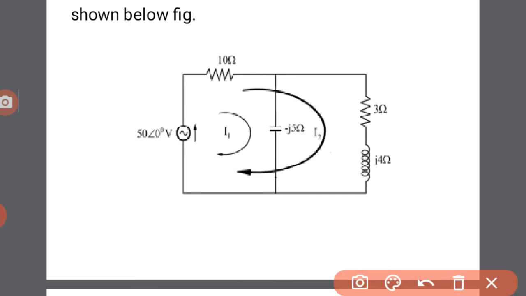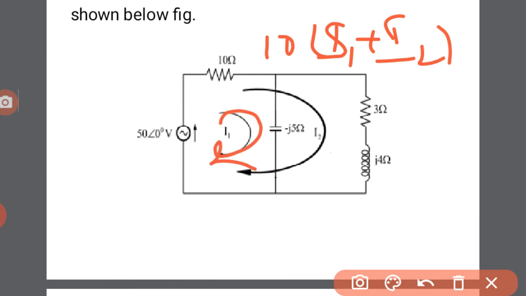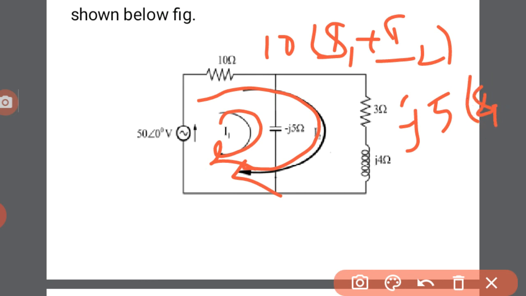Instead of writing down the equations step by step, here we directly write down the equation. First, the 10 ohm resistor. Through this 10 ohm resistor two currents are flowing, that is 10 into (I1 plus I2), because I1 current is flowing in this direction and I2 current is also flowing through this 10 ohm resistor. Next, minus j5 ohms. So minus j5 into, again, I1 plus I2, is equal to 50 angle 0 degrees.